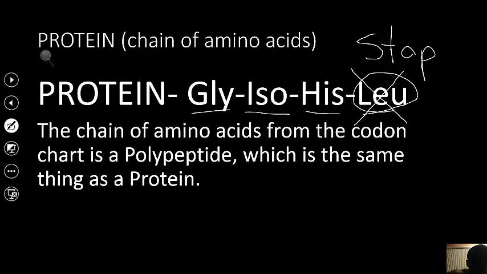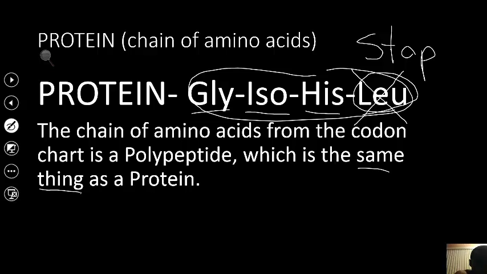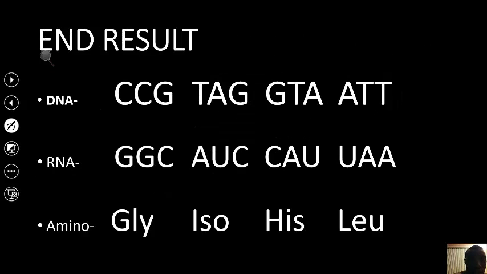All right, so getting back to the PowerPoint, the chain of amino acids from the codon chart is a polypeptide. So that thing right here, that's a polypeptide, which is the same thing as a protein. Okay, pretty good. So here's your end result.